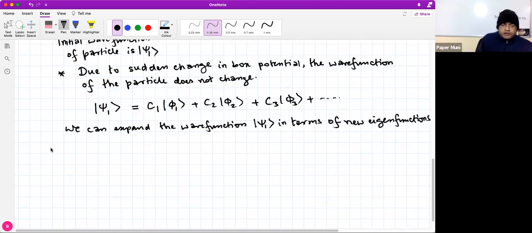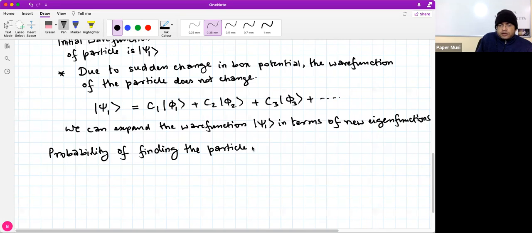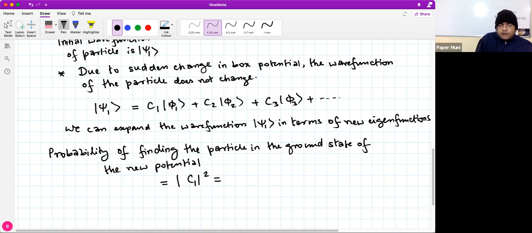Now the question was: the probability of finding the particle in the ground state of the new potential. We have already done this previously. We had talked about it. So I want to find out the C1 mod square. How will we do it? Just take an inner product of phi 1 with psi 1 and then take the mod square.